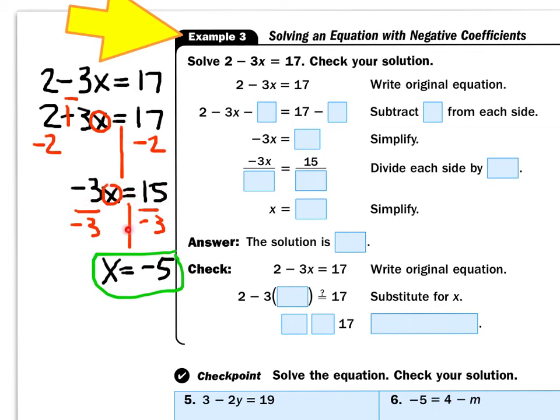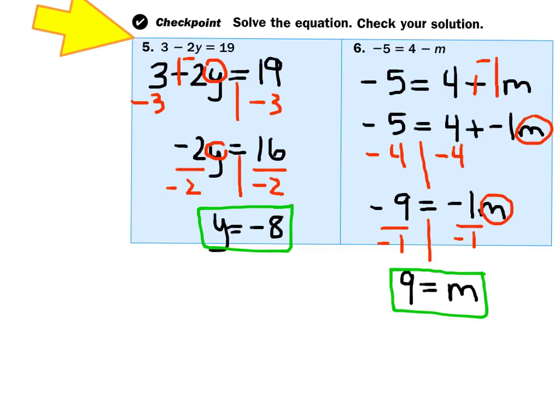Circle the variable, bring the wall down. And see that negative 3, we want to destroy it. Well, since it's being multiplied, the way to destroy it is to divide. So we're going to divide both sides by negative 3. So negative 3 divided by negative 3 creates that giant invisible positive 1. And then you let the x slide down, let the equal sign come down, and 15 divided by negative 3 is negative 5.